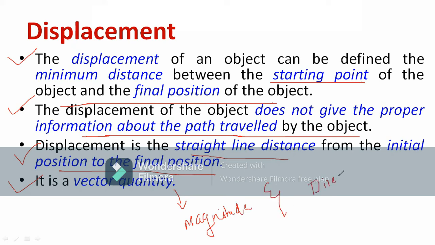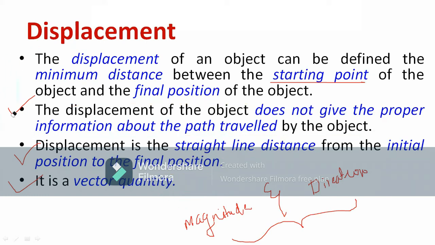It's a straight line distance. Direction, so you have to consider both. That is why it is known as a vector quantity. That concept you have to underline. If they ask for the definition of displacement, you need to write it in this manner.